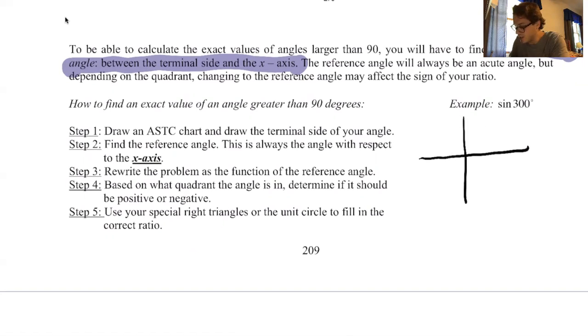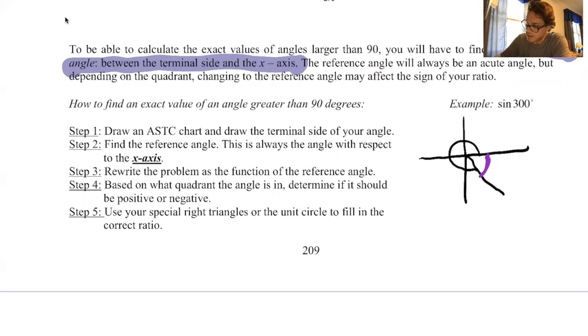So 300 degrees, my angle is going to be greater than 90, 180, 270, a little bit further there. 300 degrees is somewhere over here because it's greater than 270 degrees, but it's less than 360, right? In this case, our reference angle, let me switch colors for a second, is going to be this one here. So the question is, how do we figure that out?